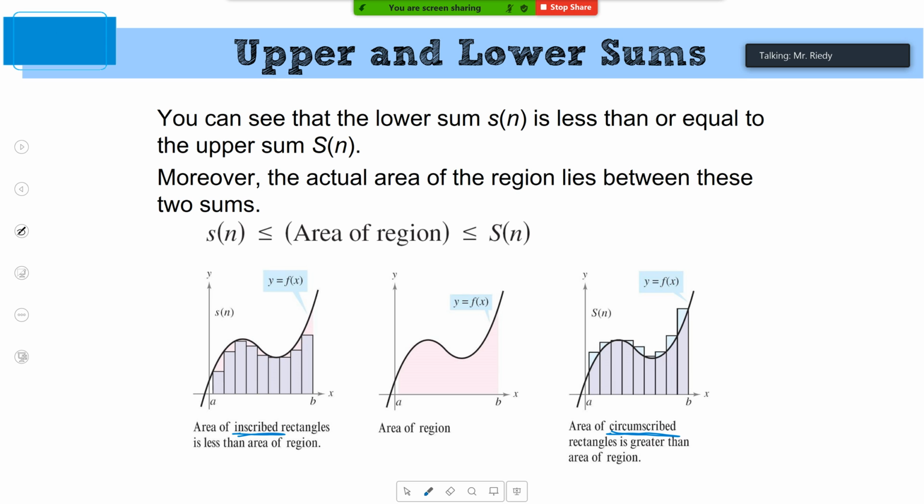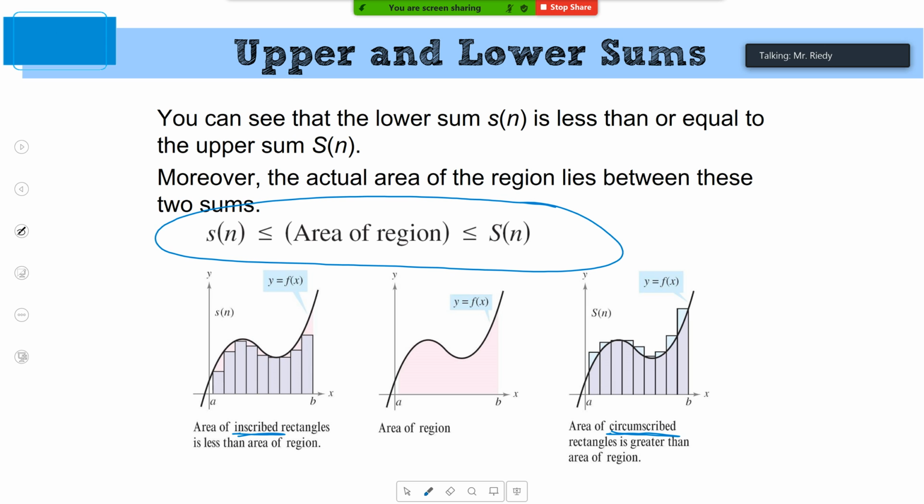Left-hand and right-hand rectangles will sometimes be overestimates, sometimes be underestimates, depending on the shape of the curve. That changes for upper and lower sums. Lower sums are always underestimates. No exceptions. Upper sums are always overestimates. That's summarized in that statement right there.